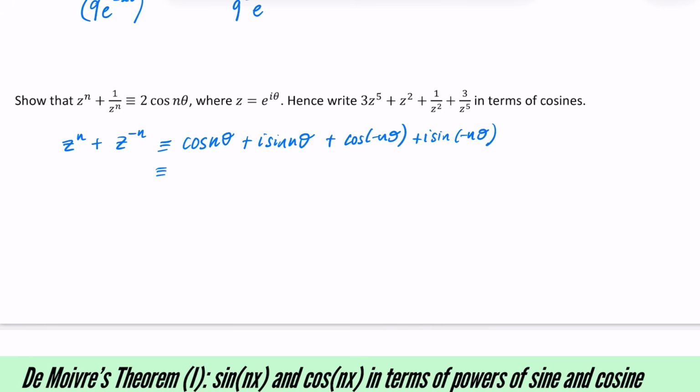And if we're going to rewrite this, this one stays the same, this one stays the same, and we know from that line above that cos of minus n theta is the same as cos n theta, and this just changes it to a minus i sine n theta. So this one and this one cancel, and so we do end up with the expected result of 2 cos n theta like this.